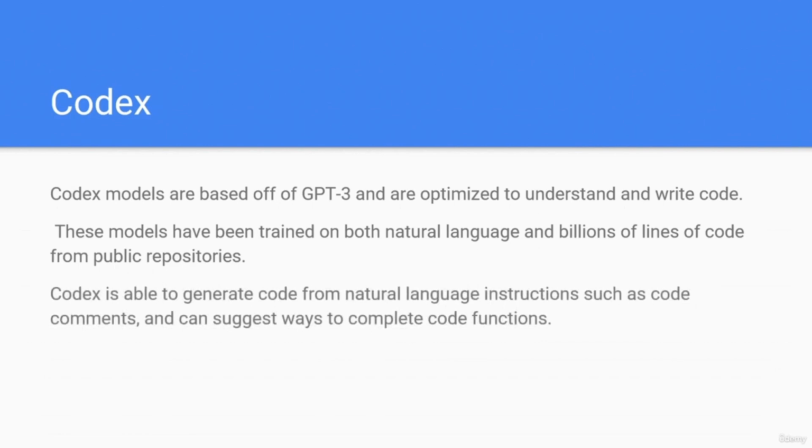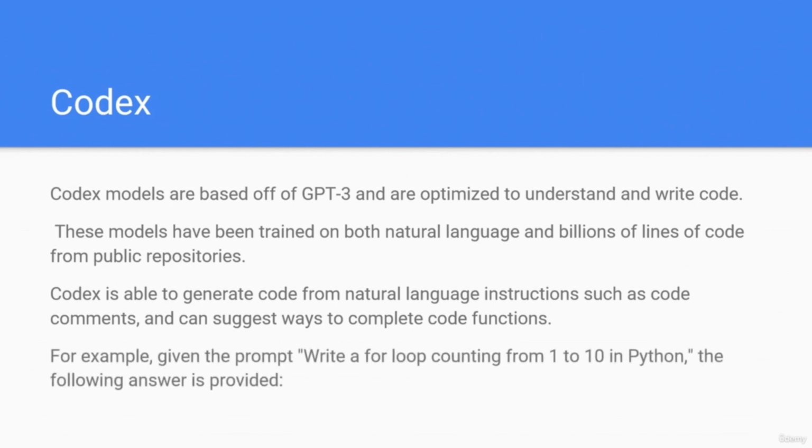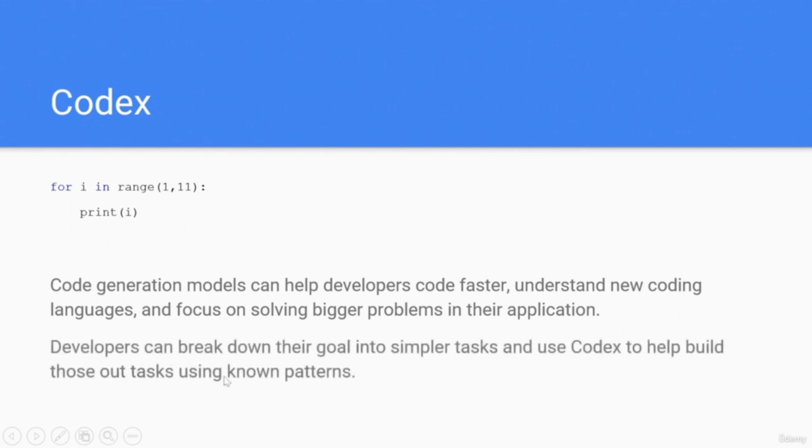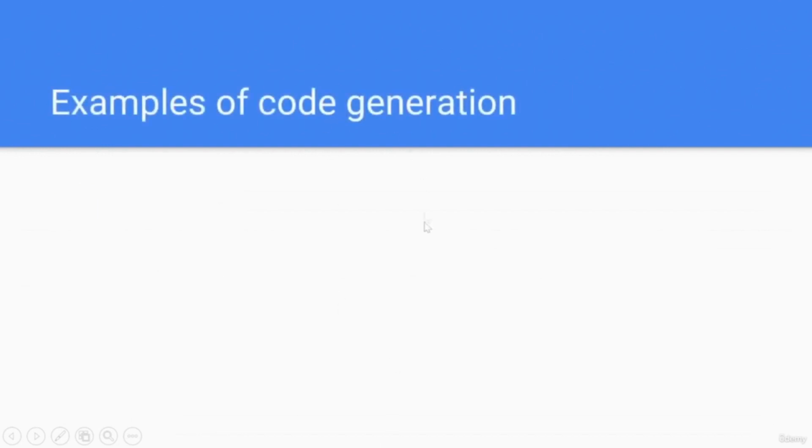Codex is able to generate code from natural language instructions such as code comments and can suggest ways to complete code functions. For example, given the prompt "write for loop count from 1 to 10 in Python", the following answer will be provided. So you can see this is a for loop, i in range 1 to 11, and then print the i. Code generation models can help developers code faster, understand new coding languages, and focus on solving bigger problems in their application. Developers can break down their goal into simpler tasks and use Codex to help build out those tasks using known patterns.